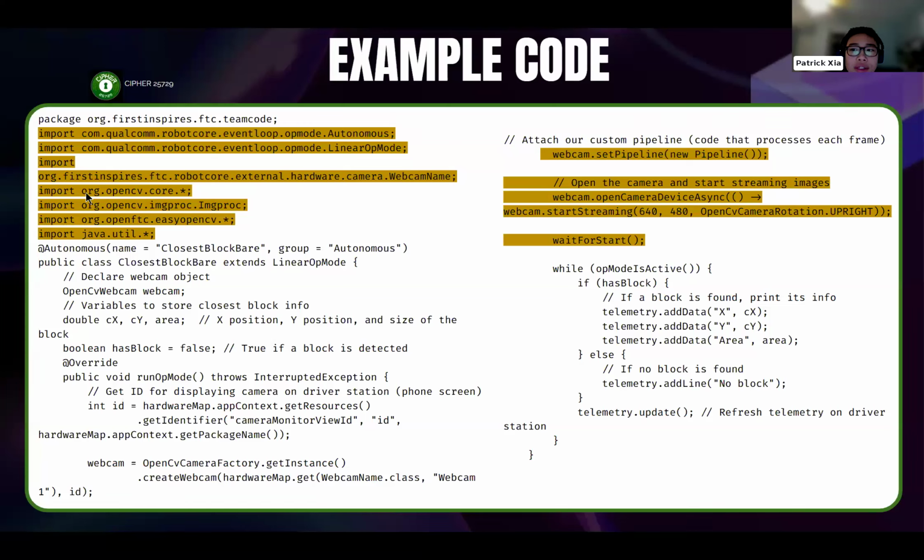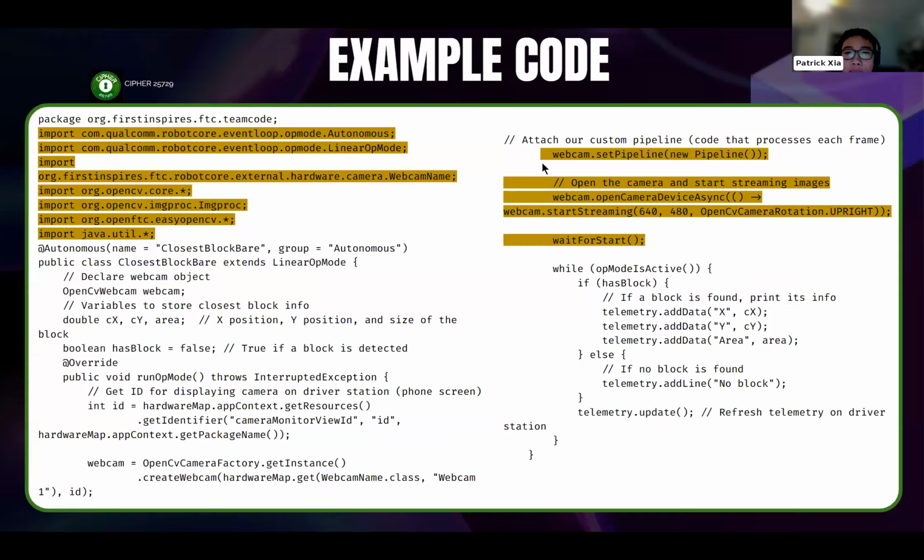Usually when you code, Android Studio will automatically add imports, so that's nothing too much to worry about. This is the autonomous, because this code specifically is in autonomous. You have the class, and you declare the webcam the same as you declare a motor or a servo, and you have variables which represent the X, Y position and the area. And then this is just setup, which I'm not going to go over too much.